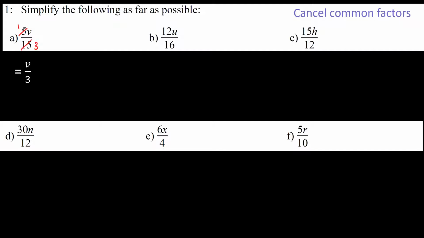With B, we have a 12 and a 16. The highest number we're going to get out of that is 4. There are 3 4s in 12 and there are 4 4s in 16. So our answer ends up being 3U over 4.